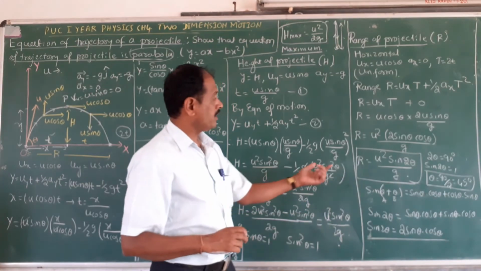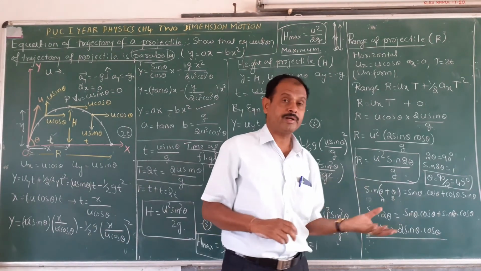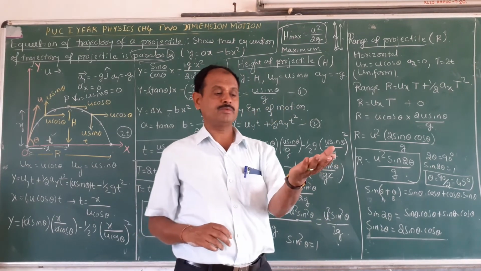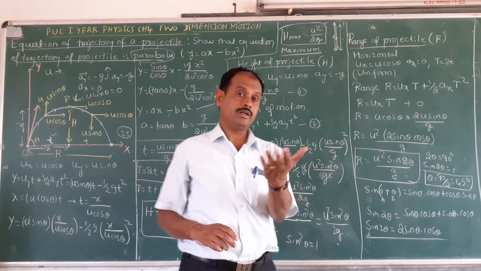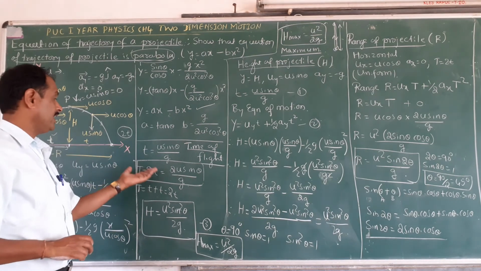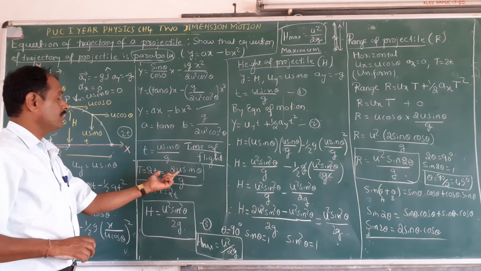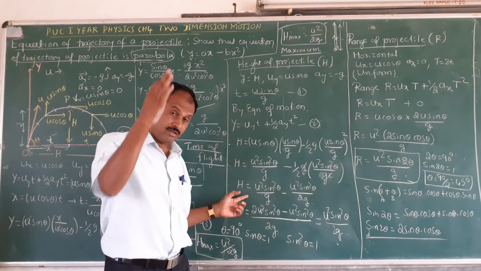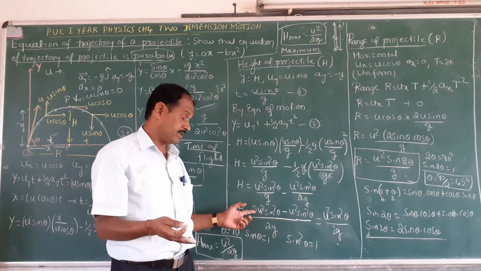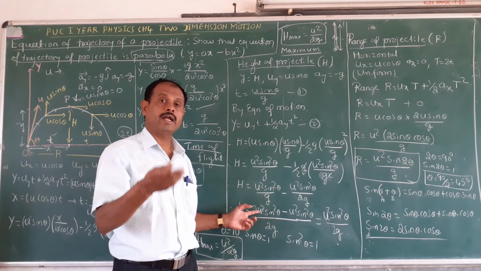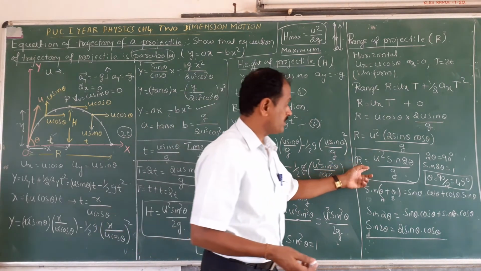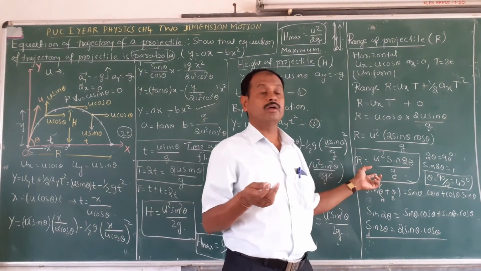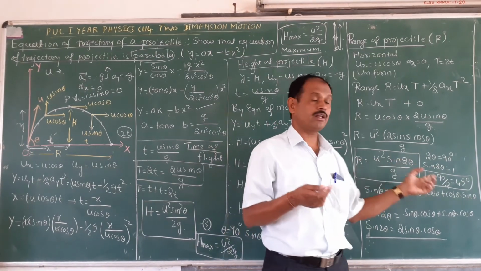Once again I repeat here, the range of the projectile is also depending upon the velocity of the projection and the angle of the projection. Already we discussed here. Now time of flight is mainly depending upon the velocity of the projection and the angle of the projection. Height of the projectile is also depending upon the velocity of the projection and the angle of the projection. Even the range of the projectile is also depending upon the velocity of the projection and the angle of the projection.